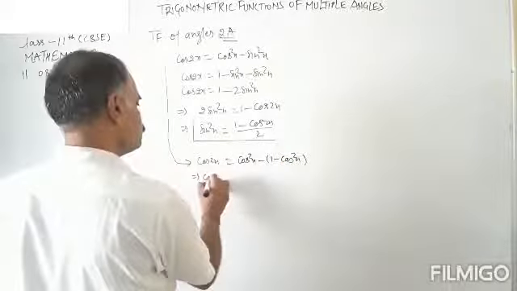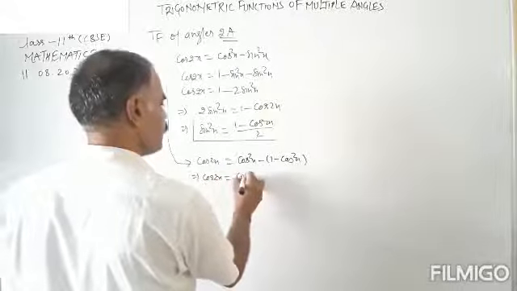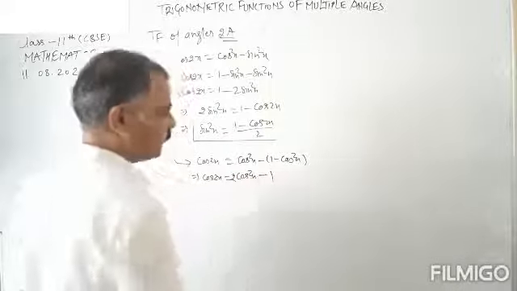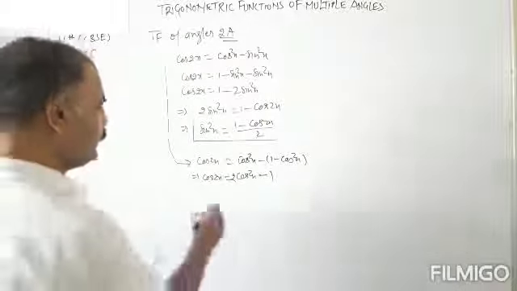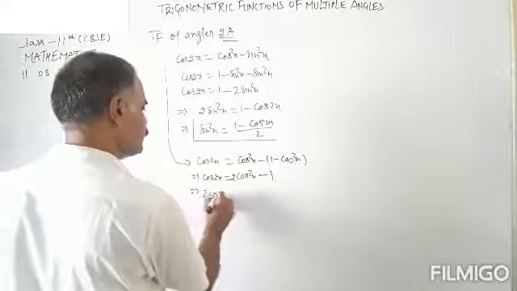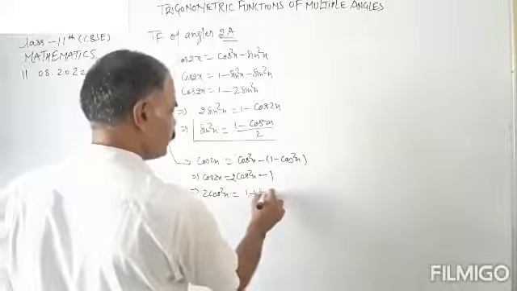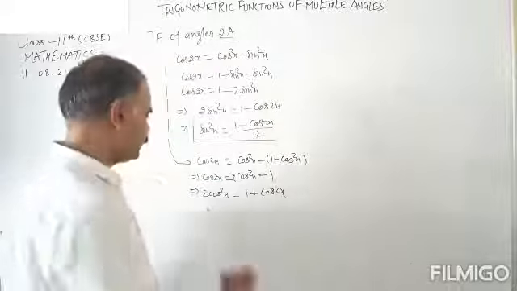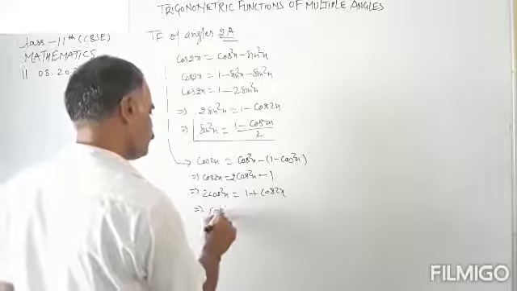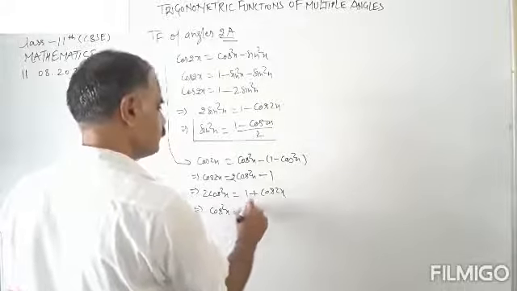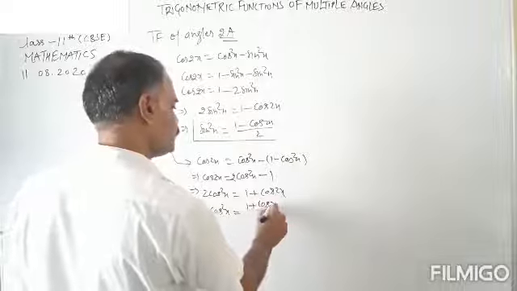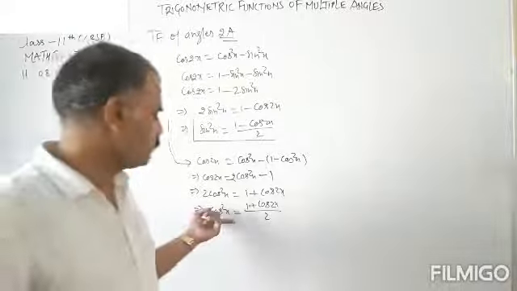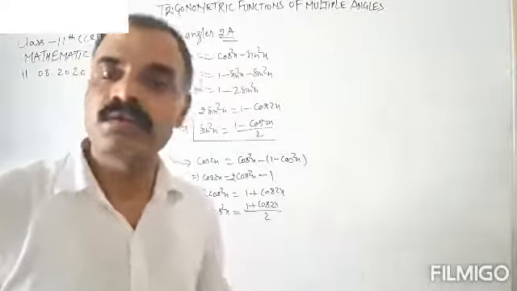Means cos 2x is equal to cos square x minus 1 plus cos square x, that is 2 cos square x minus 1. And 2 cos square x is equal to 1 plus cos 2x, and cos square x is equal to (1 plus cos 2x) upon 2. So cos square x equals (1 plus cos 2x) upon 2.